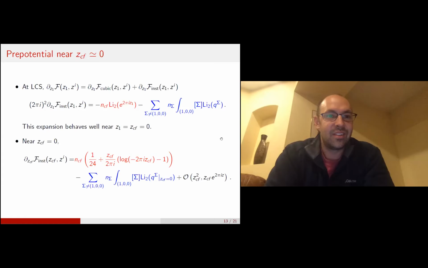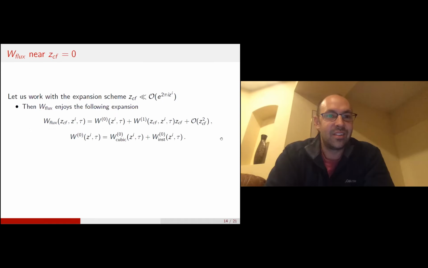This is all good. Now let us start studying the conifold flux superpotential. As we want to stabilize the conifold modulus extremely near the conifold point, I'm going to work with the expansion scheme in which the conifold modulus is exponentially suppressed. Then you can see that the flux superpotential enjoys exactly the same structure that we had for the LCS superpotential, just because we are going to have some cubic terms, and we are going to treat the conifold modulus and the other remaining instanton corrections as exponentially suppressed subleading corrections.